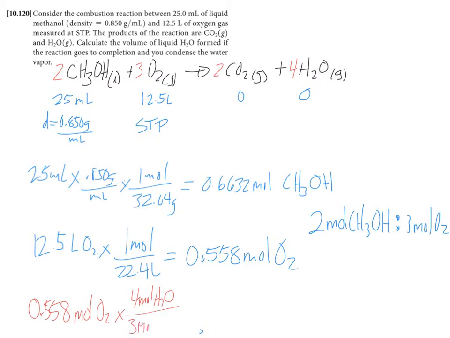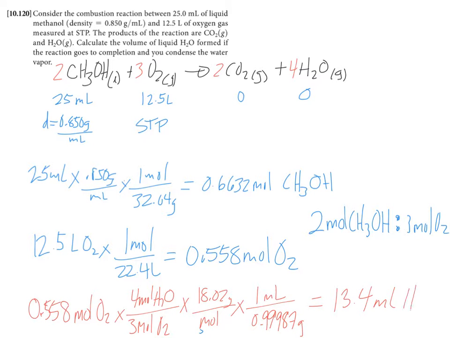We're then going to convert that to grams of water using the molar mass, and then we're going to use the density of water at STP to find the volume of liquid water. All right, we can't use a gas law here, because we want to know the volume of liquid water. We don't want to know the volume of water vapor. All right, so we've got to go from moles to grams, and then use the density of liquid water to find the volume that liquid water would occupy.